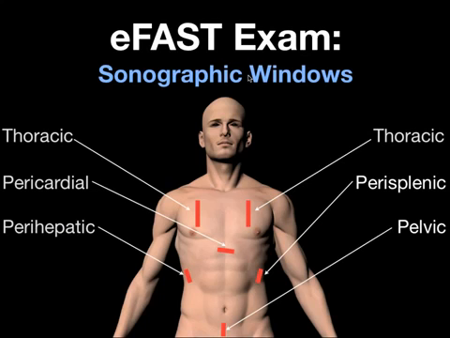With the eFAST exam, you've got multiple sonographic windows. From the standpoint of the detection of hemopericardium, you've got one pericardial window, which is a subxiphoid window. You have three intra-abdominal windows: a perihepatic window, a pelvic window, and a perisplenic window. If you add in the extended windows, which is part of the eFAST exam, you've got two thoracic windows for the detection of a pneumothorax.